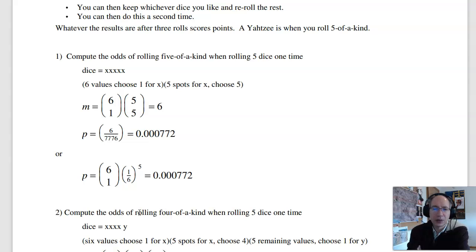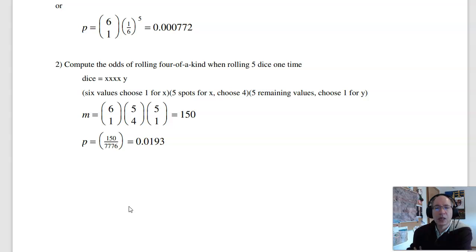Another way you can do that is there are 6 different numbers. Well, for the first number, then the odds of rolling that number are 1/6, 5 times.